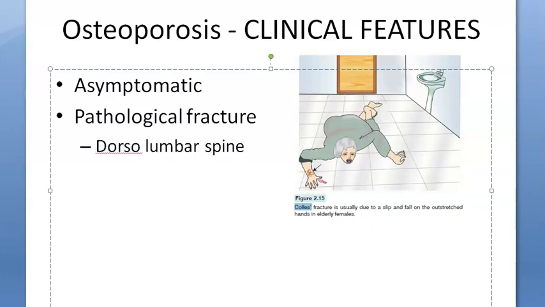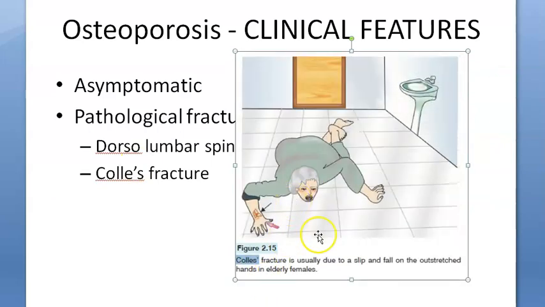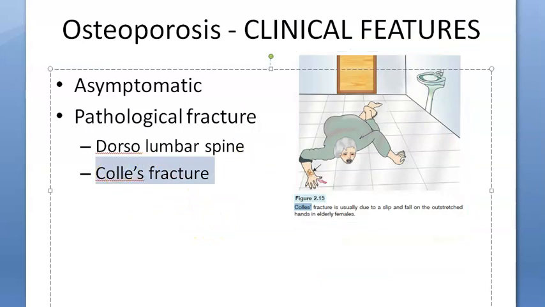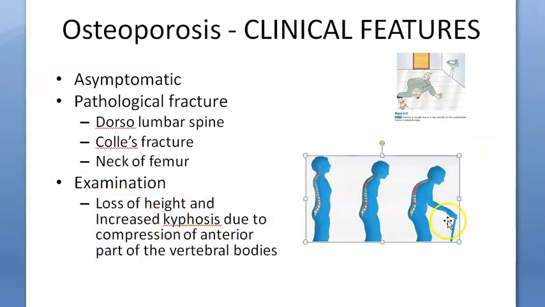Spine fracture. Other fractures have you seen? Yes, Colles' fracture you have seen. Fall on an outstretched hand, especially a postmenopausal woman, will have a Colles' fracture leading to dinner fork deformity, which we have covered in the Colles' fracture video. And then the next thing they're talking about is femur. Neck of femur fracture can happen. Loss of height will be there in these people and there will be increased kyphosis.